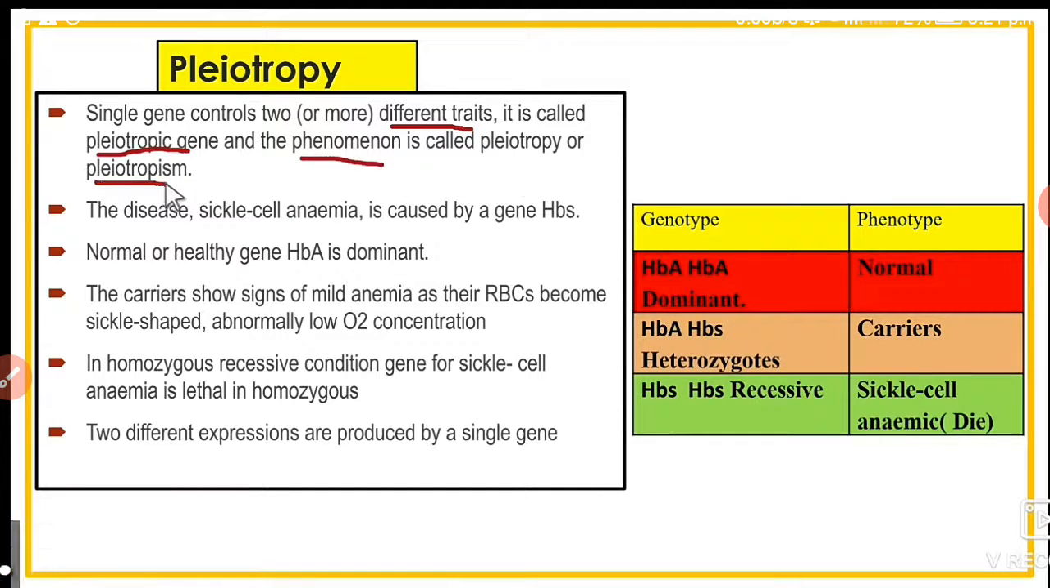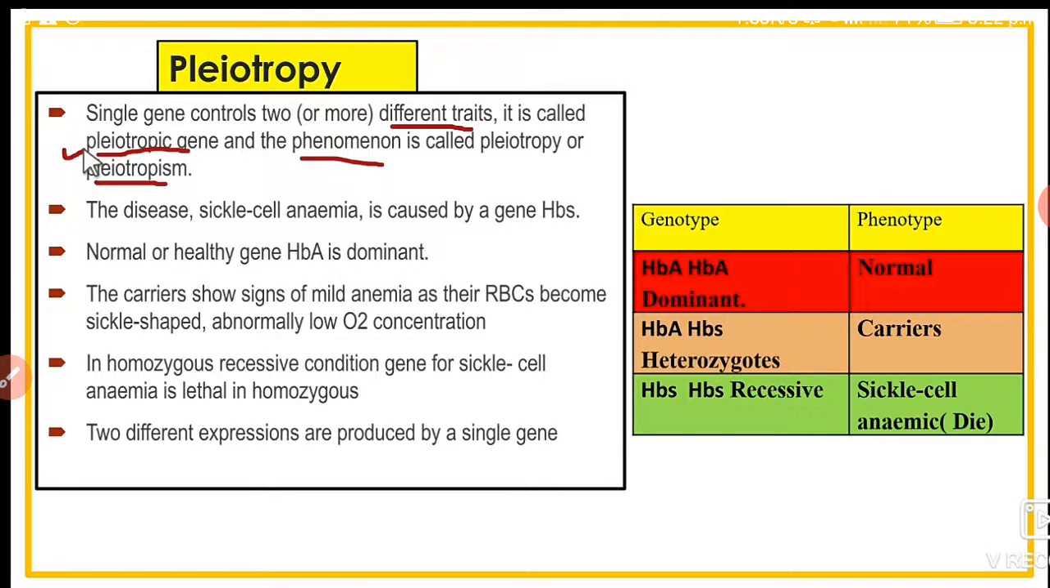But don't confuse multiple alleles with pleiotropic genes. In multiple alleles, different alternative forms of a gene are formed by mutation. In pleiotropy, a single gene controls two or more different traits.